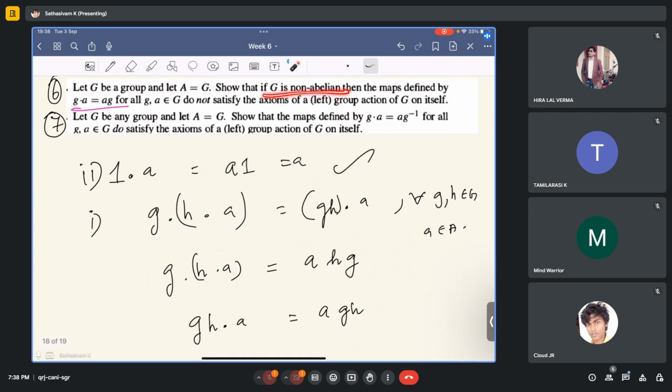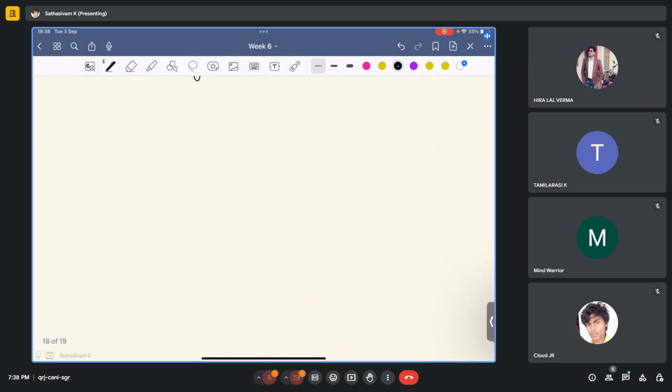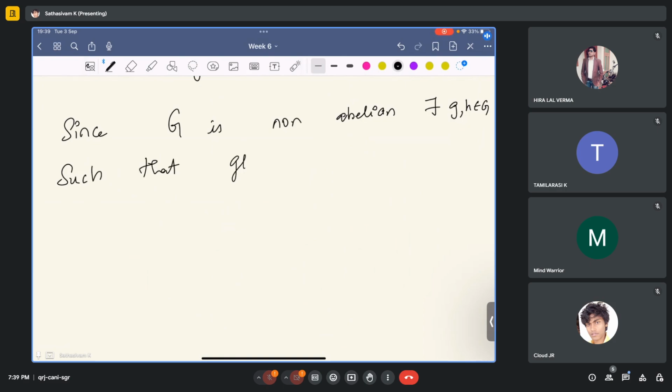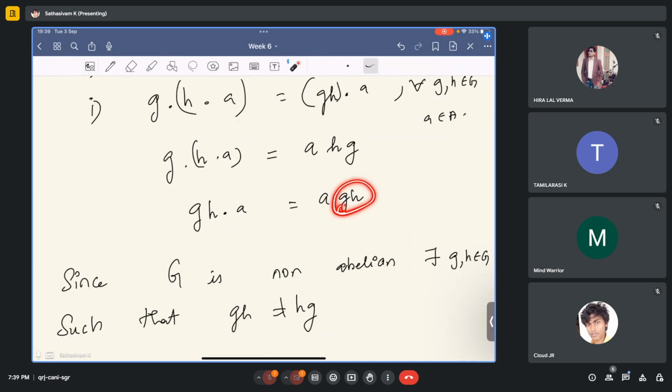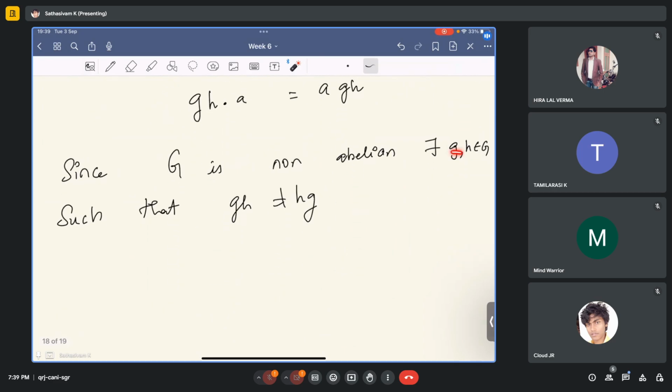So here we start with G being a non-abelian group. Let me write it formally. Since G is non-abelian, there exist g, h in G such that gh is not equal to hg. See, in general, some g and h can be equal, some cannot. Since it is a non-abelian group, there is at least one pair g, h that are not equal. So we choose such a g and h, and then we proceed.